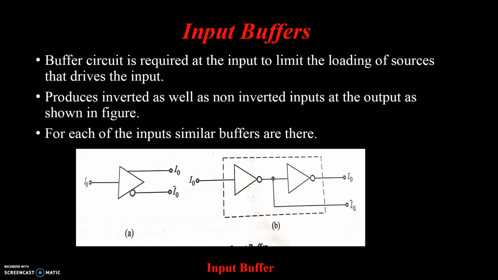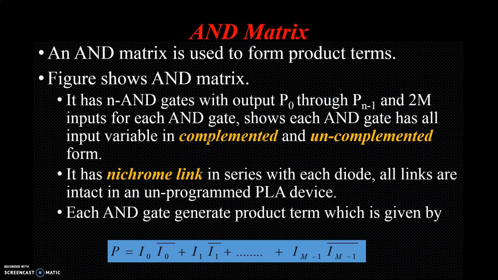Input buffers. This circuit is required at the input to limit the loading of sources that drive the input. It produces inverted as well as non-inverted input at the output, as shown in the figure. For each of the inputs, similar buffers are there. You can see here, for the input buffer, where I0 is the input, the output is available in inverted and non-inverted form. This is the diagram for the input buffer.